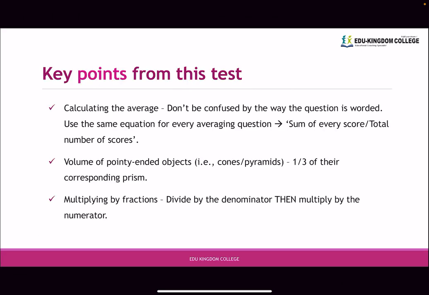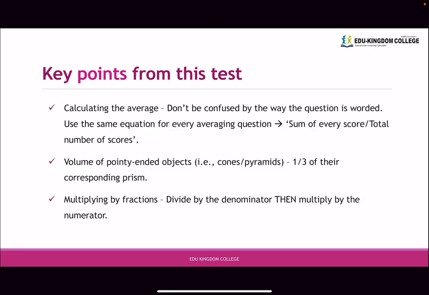Just a couple of key points from this test. Calculating the average: use the same equation every time. Sum of every score over the total number of scores. Don't get too confused by the wording. Also, the volume of pointy-ended objects, basically cones or pyramids, is always a third of their corresponding prism. So it's got to have the same area of the base shape and the same height as well. It doesn't work otherwise.